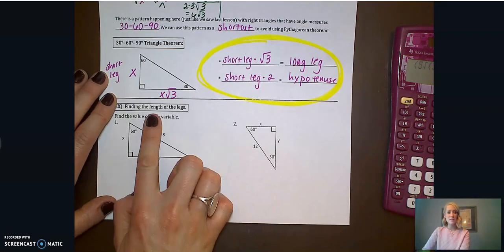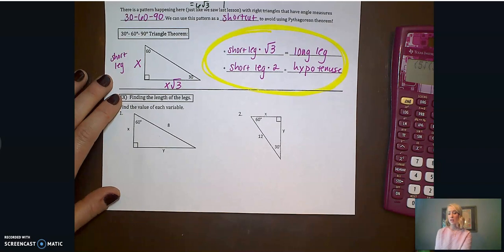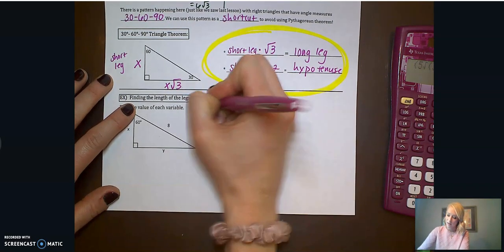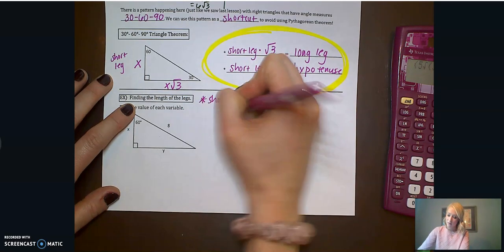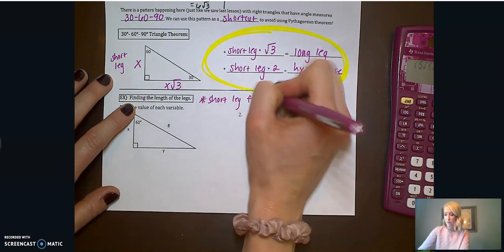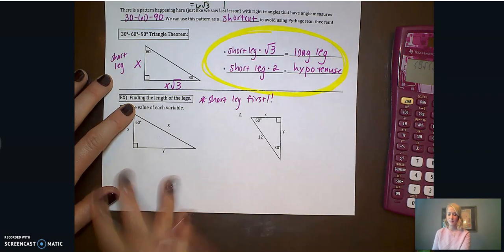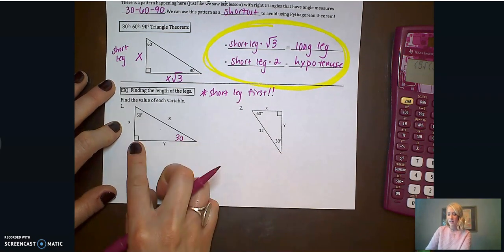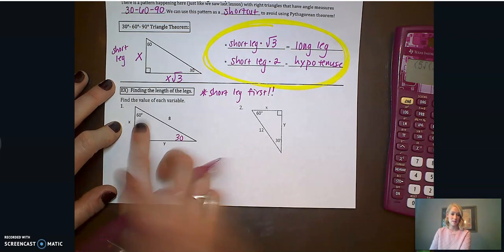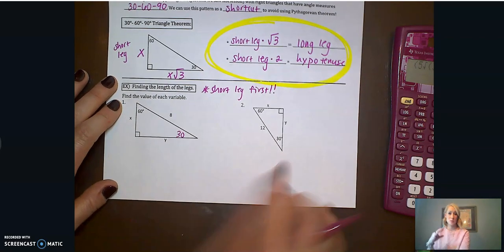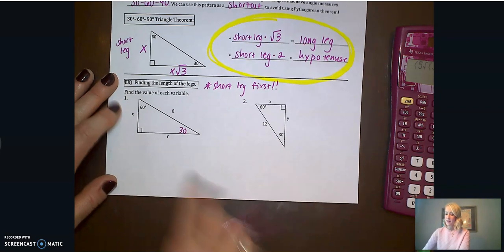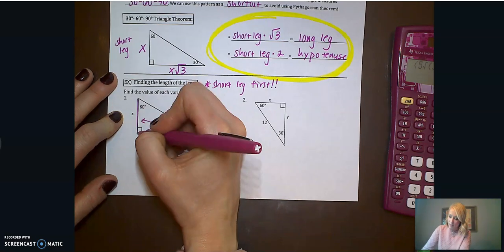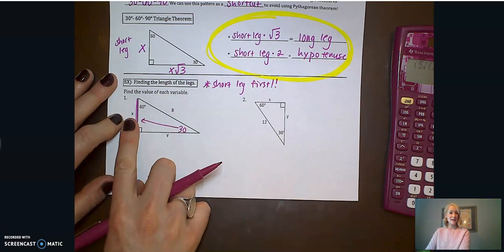So check it out. Let's practice finding the length of the leg. And this is all about the short leg. You've got to look for the short leg first, and I'm going to make a note of that. You've got to find the short leg first before you can find anything else. Okay, so keep that in mind. This is a 30, 60, 90. That's always going to be the case if there's a 90 and a 60. And that one's good too, so I know I can use these shortcuts. Now, the short leg, again, that's across from the 30. So right here, that's x.